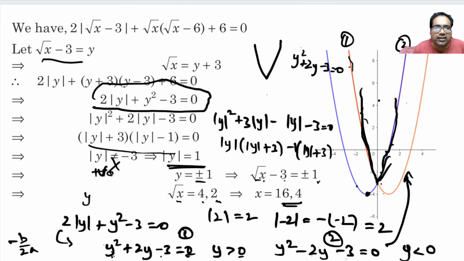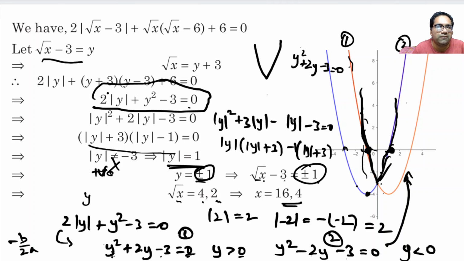Now, this equation has to be 0. That means this V graph, whatever we have decided, has to be 0. That will happen at one point here, another point here. What are those 2 points? Those 2 points are y equals plus or minus 1. We ignored the minus 3 points, so it doesn't matter now. So y is plus or minus 1, these 2 points.